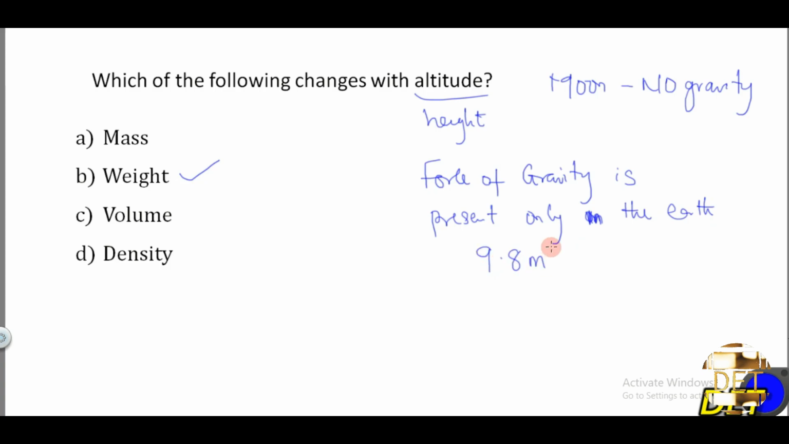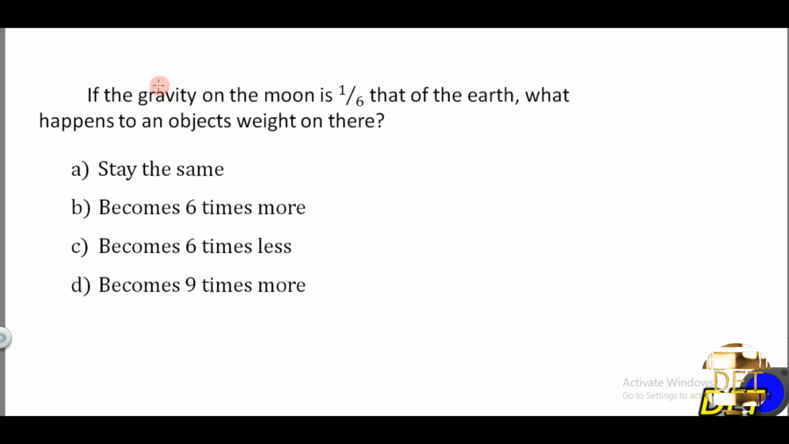9.8 meters per second square, right? So which of the following changes with altitude? It is weight. As the body goes up, the force of gravity starts decreasing, right? Then let's look at the next question that we have here.